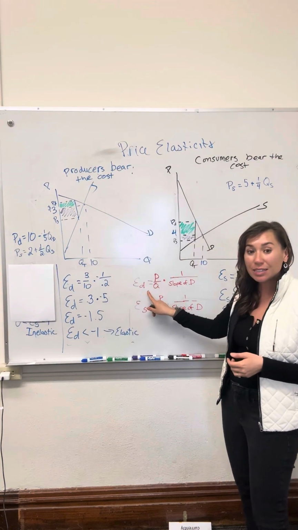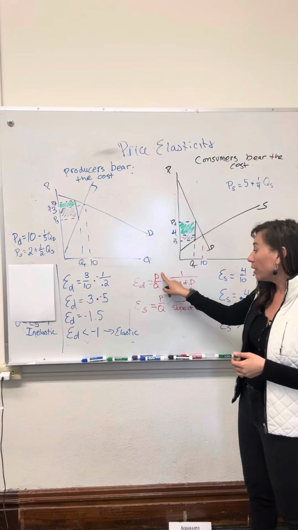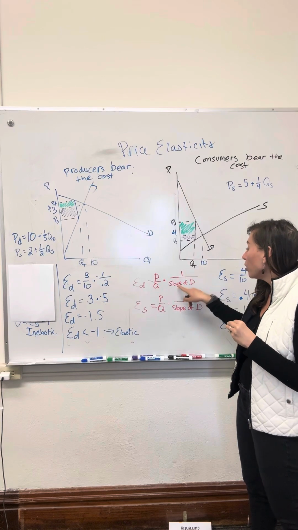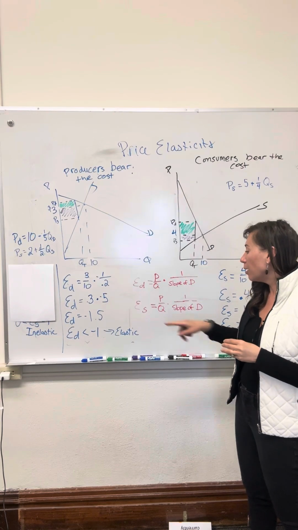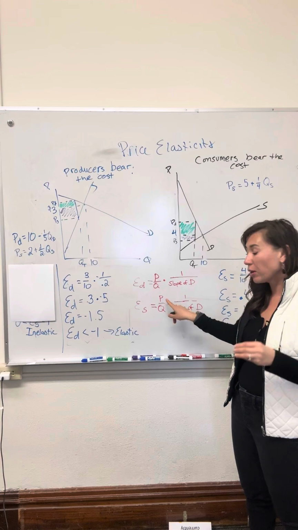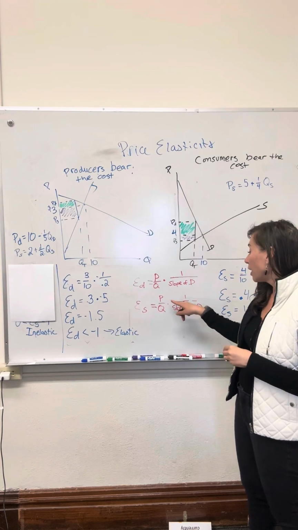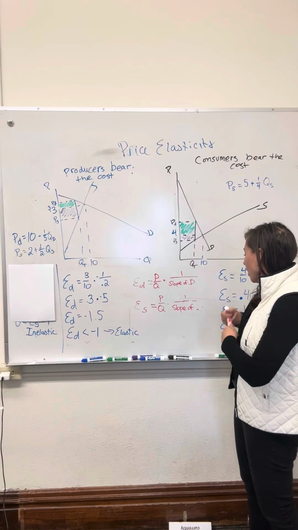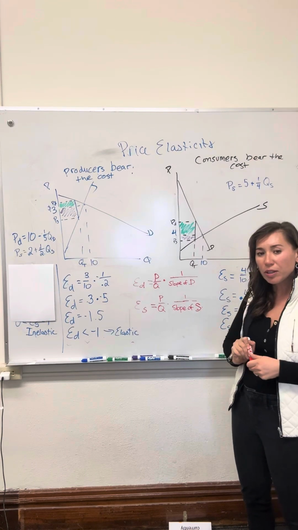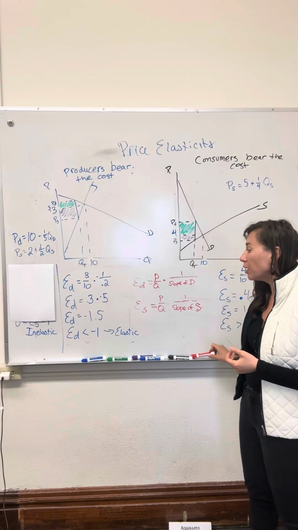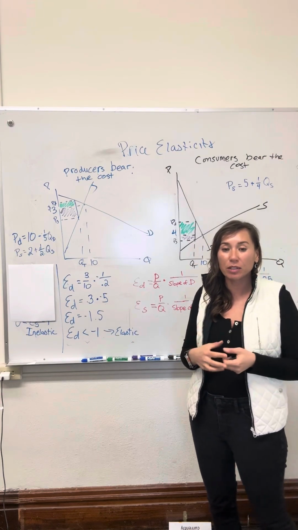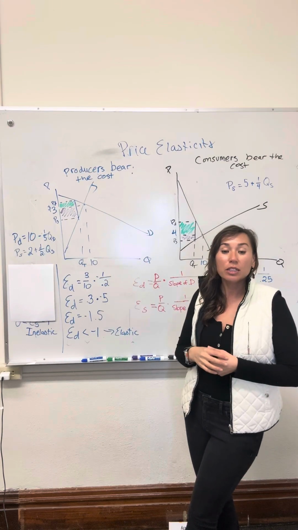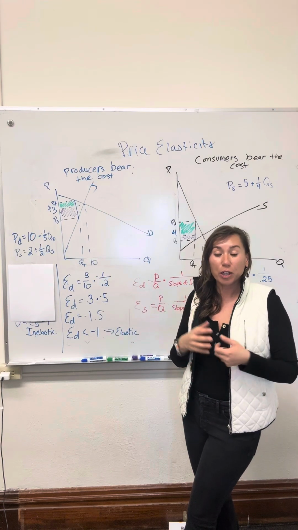So the price elasticity of demand is just the free market price over the free market quantity times 1 over the slope of the demand curve. The elasticity of supply is the free market price over the free market quantity times 1 over the slope of the supply curve. And so we're using these formulas to get a better estimate of how responsive first consumers, and then producers are to changes in the prices that occur in the marketplace.